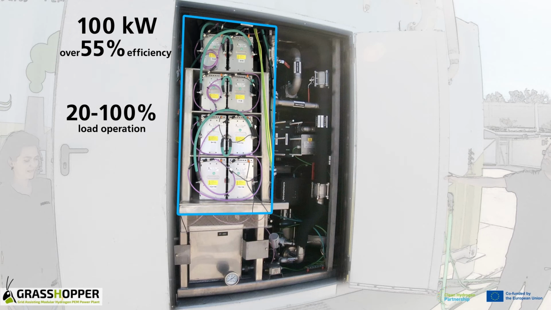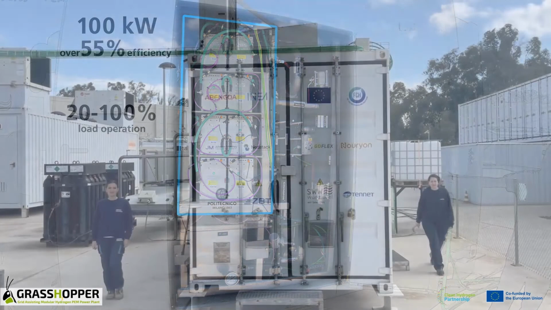Fuel cells are very great power generators. They are silent, they only produce water as emissions, and they are very stylish. But they are a passive device, which means a robust and reliable balance of plant is mandatory for an optimal operation at any load point.